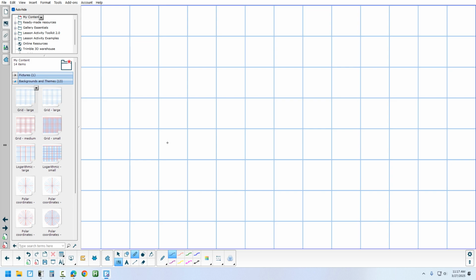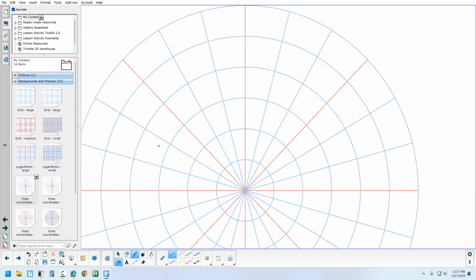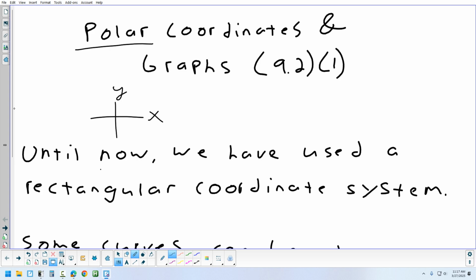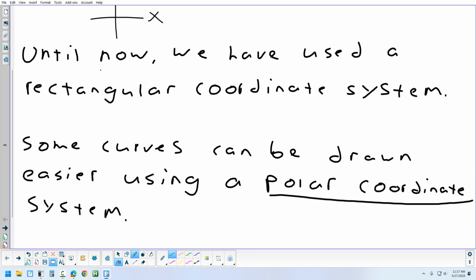So the XY grid is really good if you want to draw straight lines. Y equals mx plus b, very simple equation to use to draw straight lines. Drawing lines in this system, no, it's not simple. Drawing lines is not what this system is designed for. It can be done, but that's not what you're supposed to use it for. So there are some curves that can be drawn in a much easier way using a polar coordinate system.